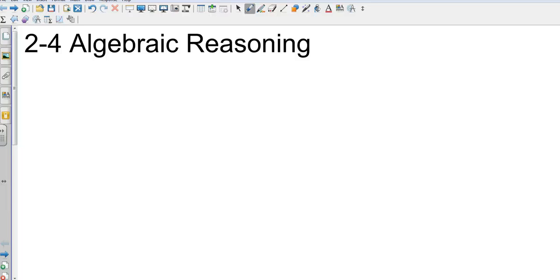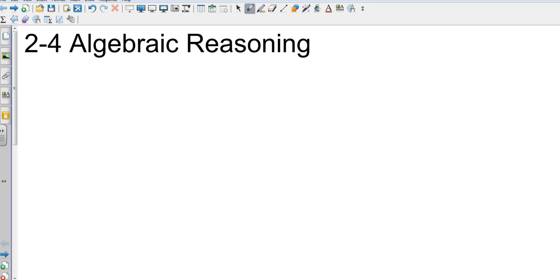Okay, Geometry, Chapter 2, Section 4. Here we go, folks. Here's a little blast from the past, a little bit of algebra. And so this section will go fairly quickly. It just takes us back to our algebra roots, but adds some reasoning to it.